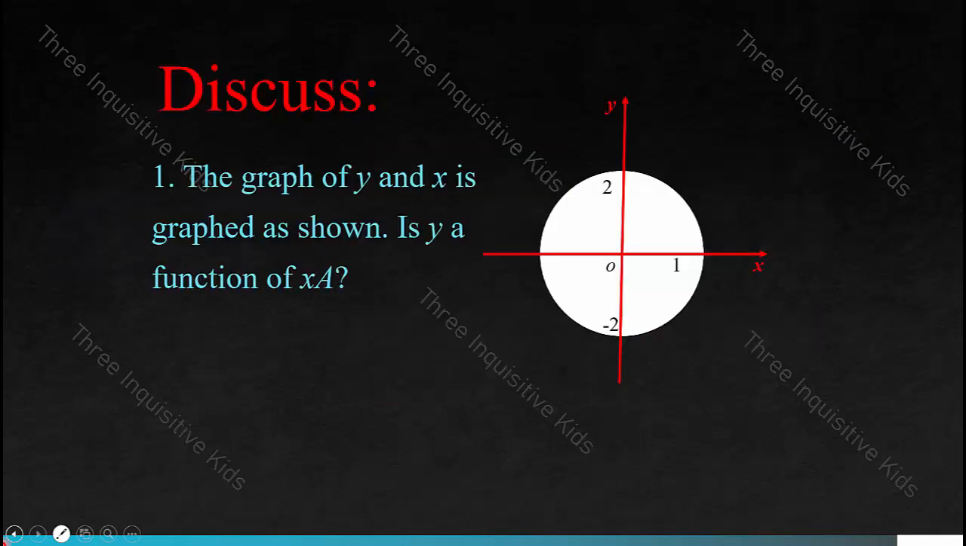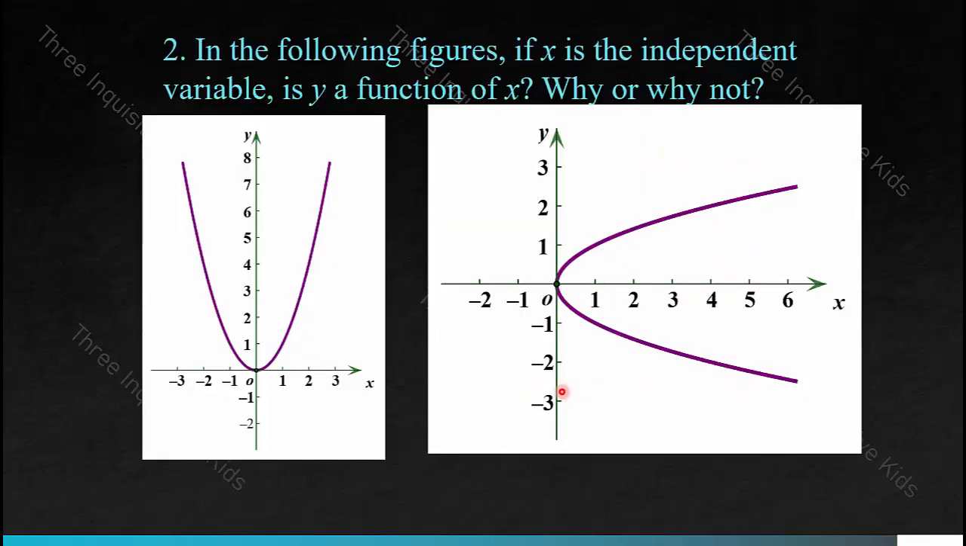Discuss. The graph of y and x is graphed as shown. Is y a function of x? So here, for example, if x has a value of 1, its y value is both 2 and negative 2. So this would not be a function because, remember, a function has to be between x and y, one input has to have one output only. But here, one input, x, has two outputs, y. So this is not a function.